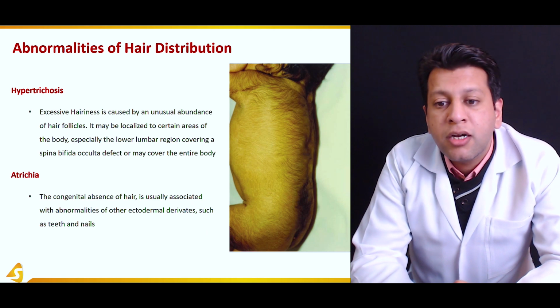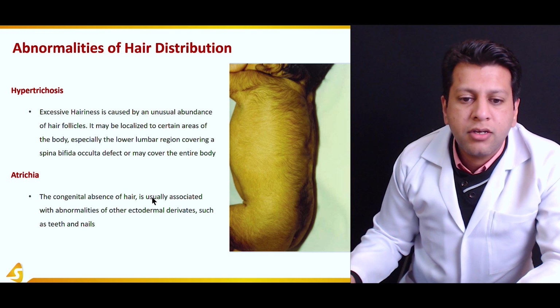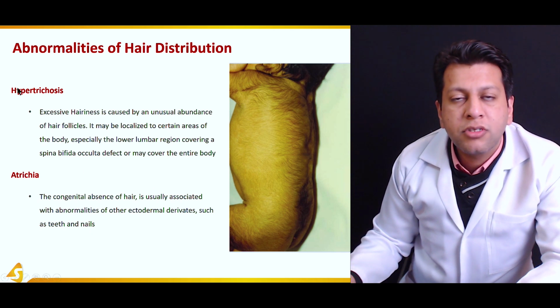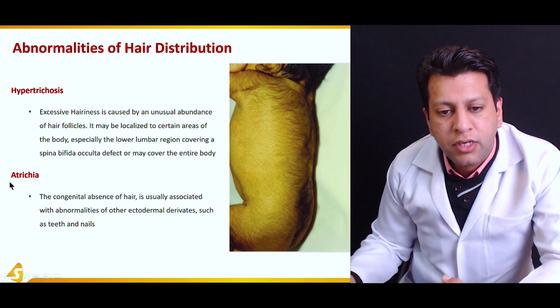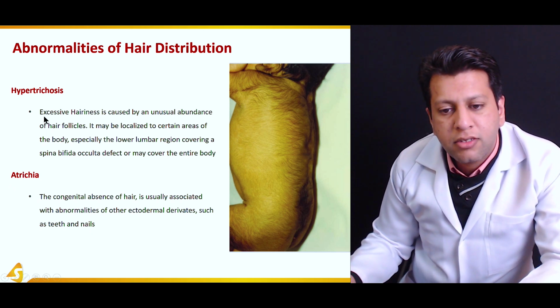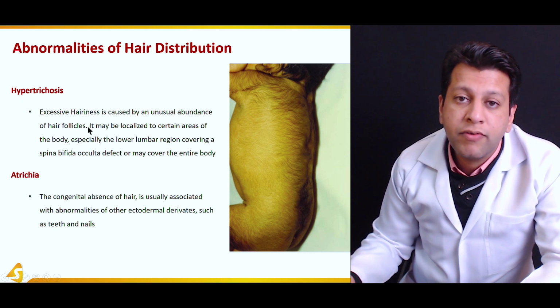Coming to the abnormalities of hair distribution. In hypertrichosis, there is excessive hairiness. In atrichia, there is absence of hairs. Excessive hairiness is caused by an unusual abundance of hair follicles. If there are a lot of hair follicles, there will be a lot of hairs.